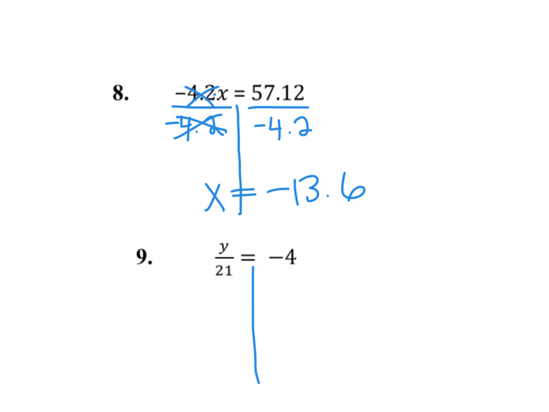And then this one, it starts off as division, so to undo it, I need to multiply. Multiplying and dividing by 21 cancel out, and y equals a negative 84.